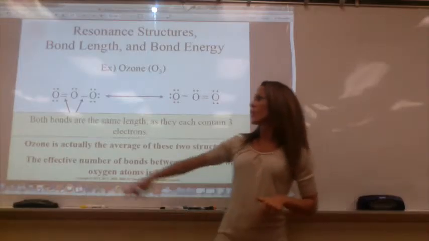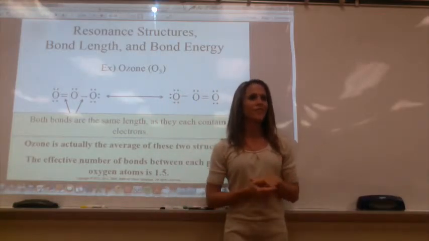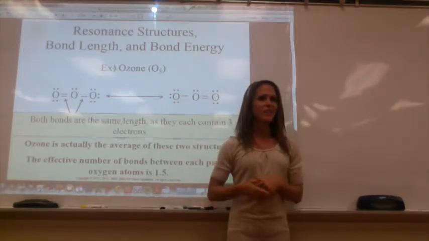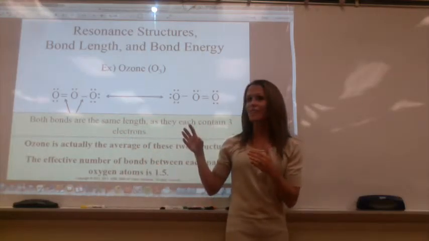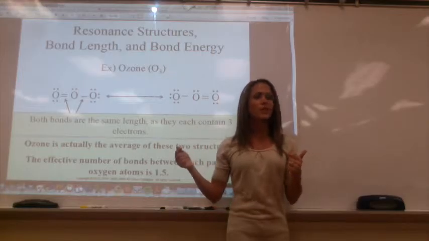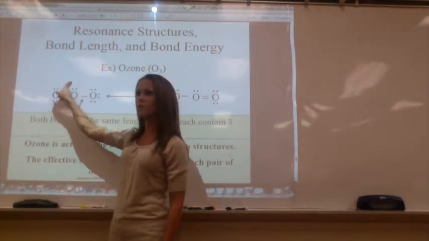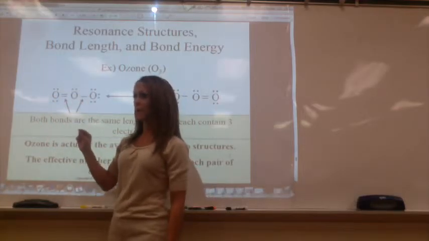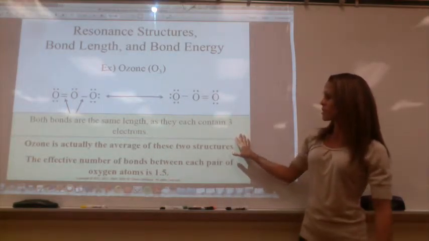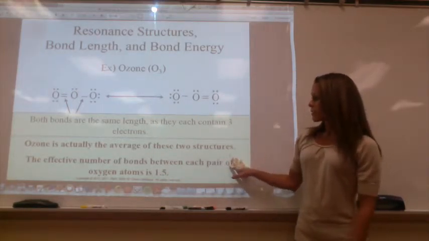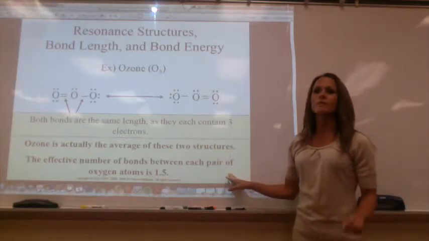So if I ask you which bond is longer, which one would you say by default if you weren't thinking about this? The single bond's longer, right? The double bonds are shorter. But in reality, there isn't one that is greater than the other because it's just an equal sharing of these 6 electrons between these terminal atoms. So there isn't a bond that is actually longer. So both bonds are the same length as they each contain 3 electrons. Ozone is actually the average of these 2 structures. The effective number of bonds between each pair of oxygen atoms is 1.5.